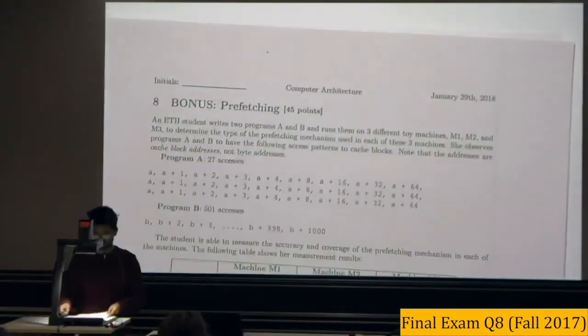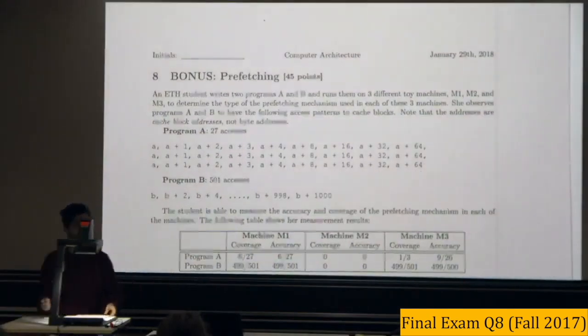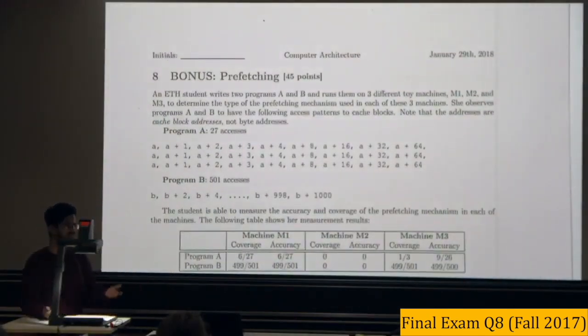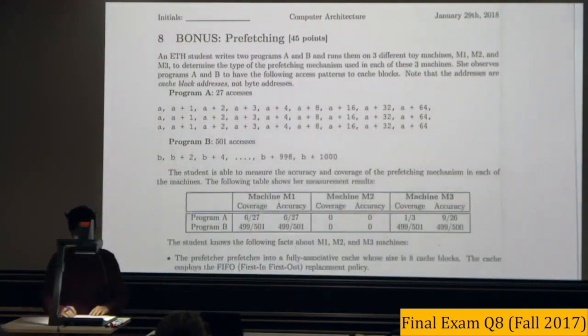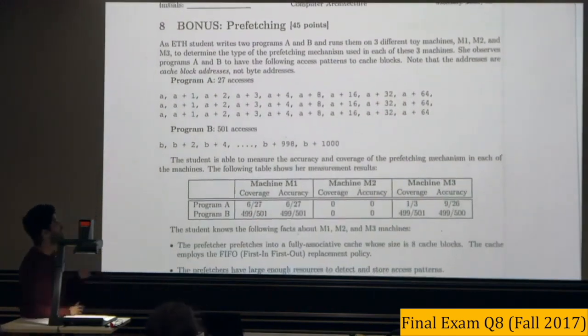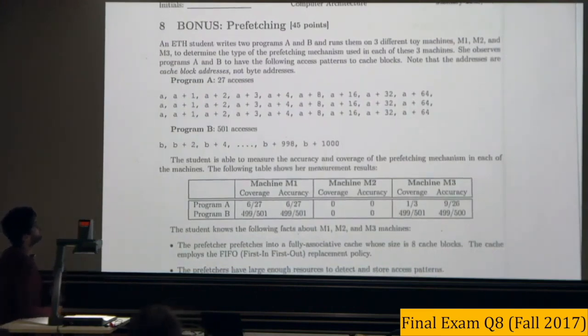So this question is about prefetching. Hope that you guys are enjoying the prefetching lab. So okay, let's read the question first. A student writes 2 programs, A and B, and runs them on 3 different toy machines, M1, M2 and M3, to determine the type of prefetching mechanism these machines are using. Now she observes that programs A and B have the following request access pattern.